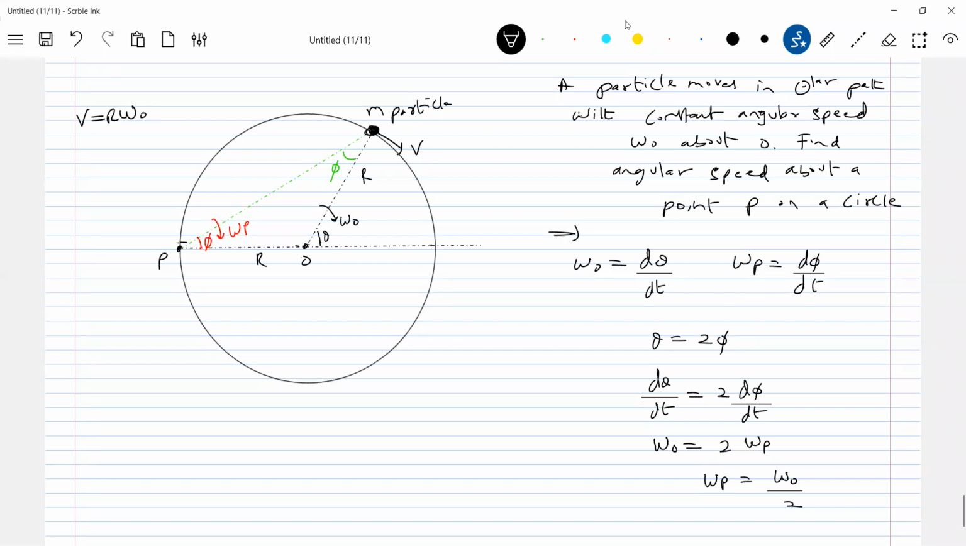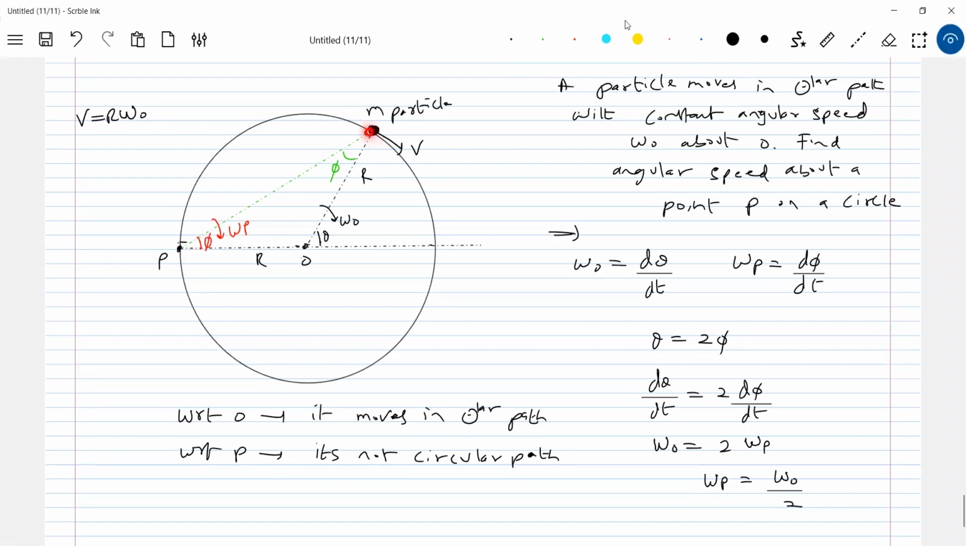Suppose I stand at point P. Will you see this moving in a circular path? With respect to O, it moves in a circular path. With respect to P, it's not a circular path. I think everyone is clear with the basic geometry. If you stand here, your particle will move away from you, and here it will be at maximum distance. So it's not a circular path. Can you define angular velocity?